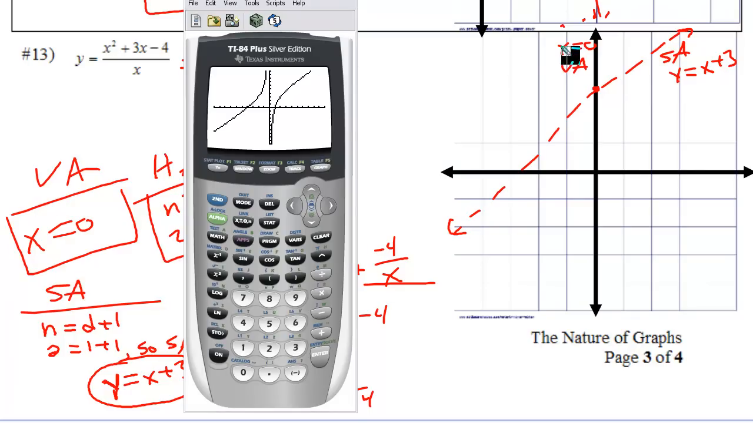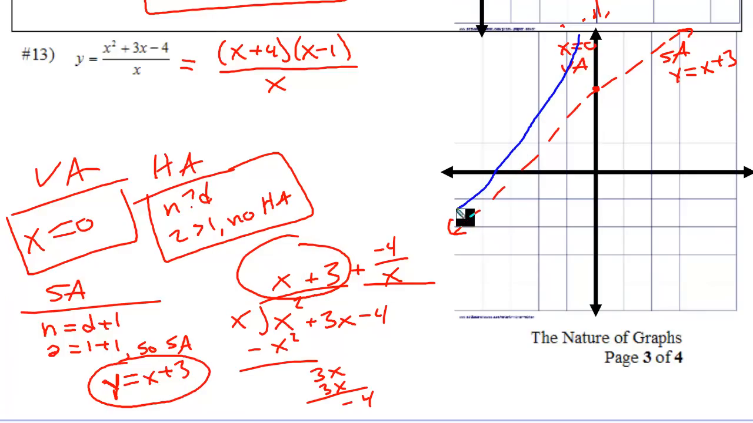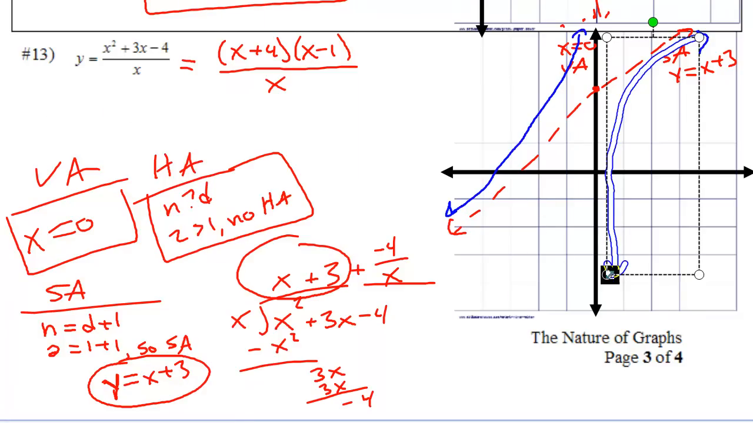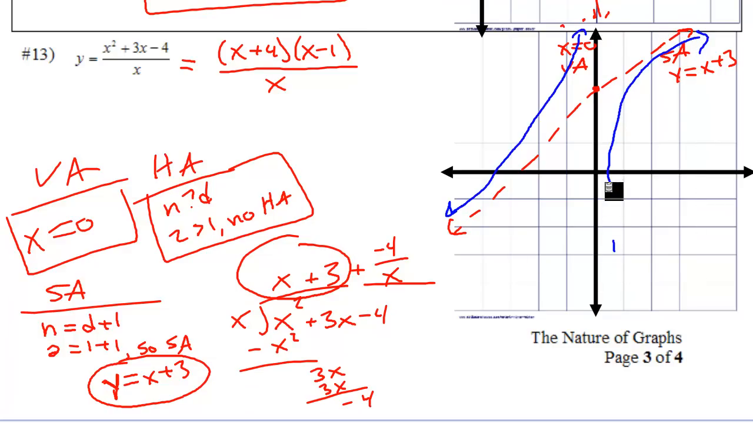I got some intercepts I need to find. Something like that, and something like this. Didn't draw perfect, and I don't really need to. Well, this part right here kind of bothers me. I need to keep going to the left, and it looks like it's coming back to the right. That's not good. It's closer and closer and closer to the asymptote.